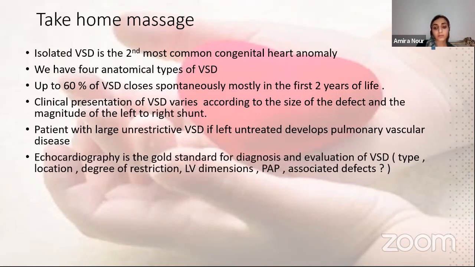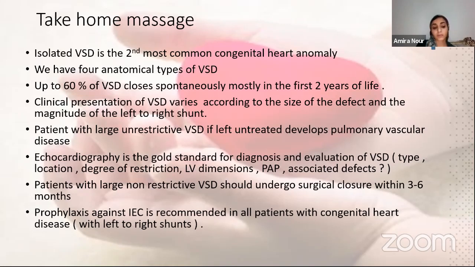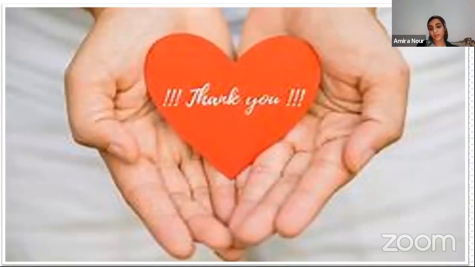Echocardiography is the gold standard for diagnosis and evaluation of VSD. And as I said, you should have a checklist of what you should answer before finishing your echo: the type and location of VSDs, the degree of restriction, left ventricular dimensions, pulmonary artery pressure, associated defects and associated lesions. Patients with large non-restrictive VSD should undergo surgical closure within 3 to 6 months. And prophylaxis against infective endocarditis is recommended in all patients with congenital heart disease, or with VSD, or with left to right shunt. And thank you.